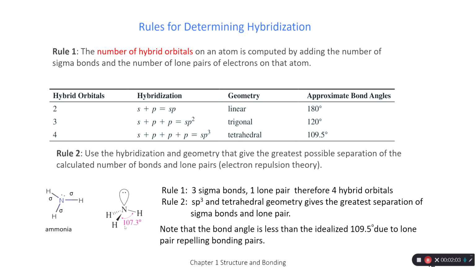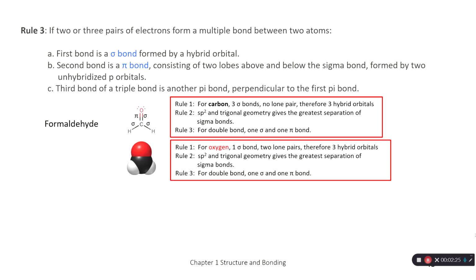Now, if you look at ammonia, it's not exactly 109.5 degrees. It's because that molecule is not perfectly symmetric, and in fact, the lone pair of electrons, a non-bonding pair, actually repels the bonding pairs and kind of squeezes those bond angles down a little bit to 107.3 degrees. So we can see that rules number 1 and 2 allow us to determine the hybridization.